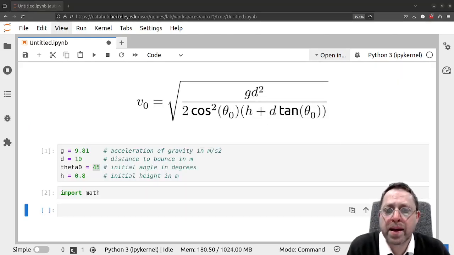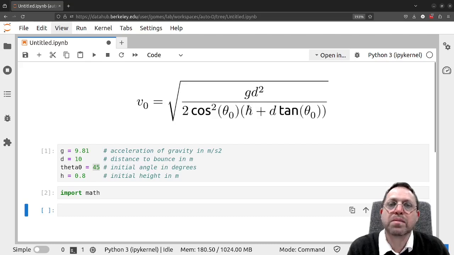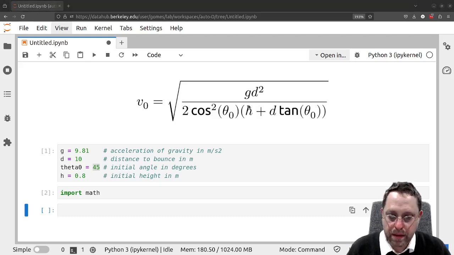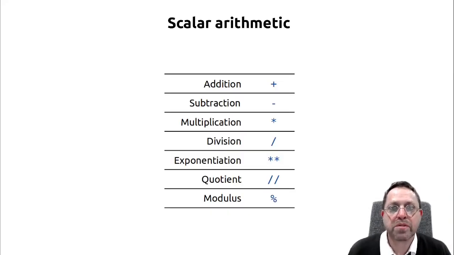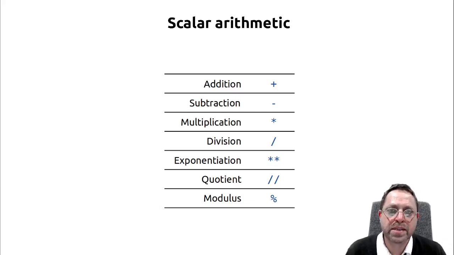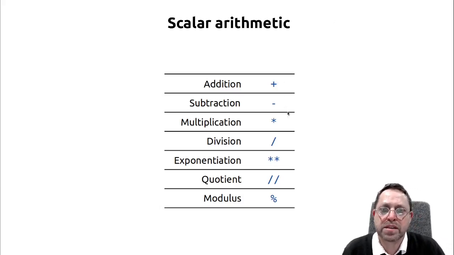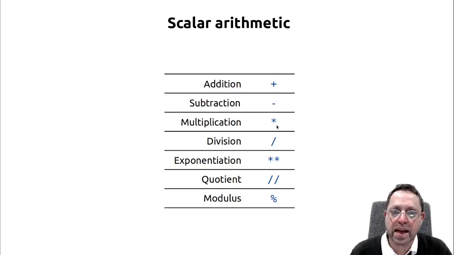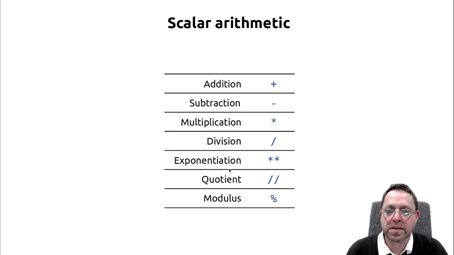Okay, so the math package is going to give us the cosine, the tangent, and the square root. We still need to multiply and divide things. And that is made possible by simple scalar arithmetic operations in Python. So this table shows the scalar arithmetic operations that are available. We have addition, subtraction, multiplication is an asterisk, division is a slash, exponentiation, which is the same as this power function from the math library, is a double asterisk.